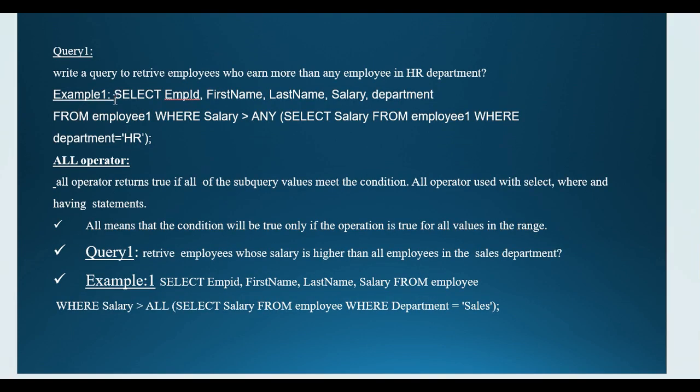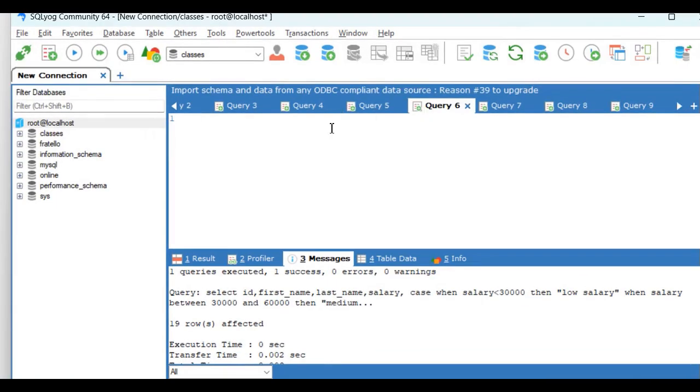So here we have queries. Write a query to retrieve all employees who earn more than any employee in the HR department. First we have to find out the salaries in the HR department for this query. So SELECT salary FROM employees WHERE department equals HR. Firstly we have to find out the subquery, then we retrieve the outer query result.